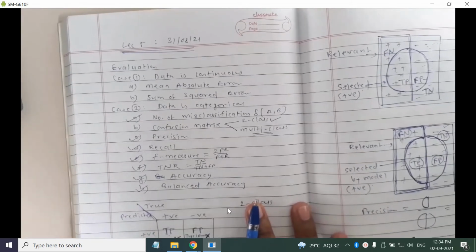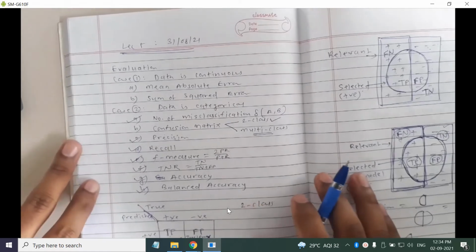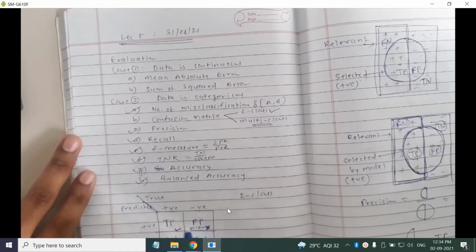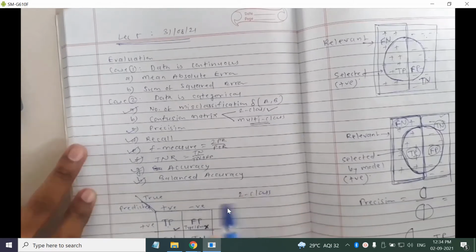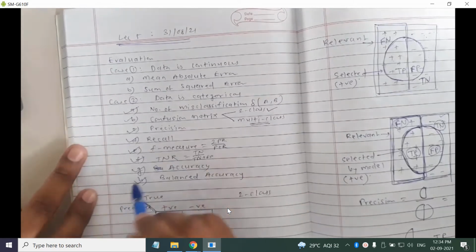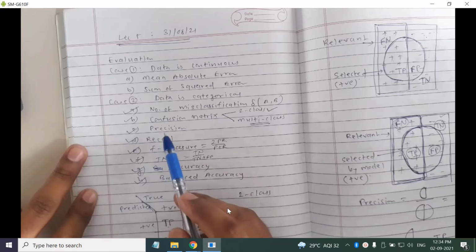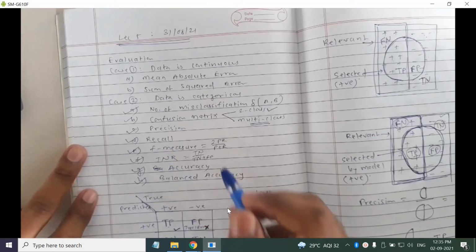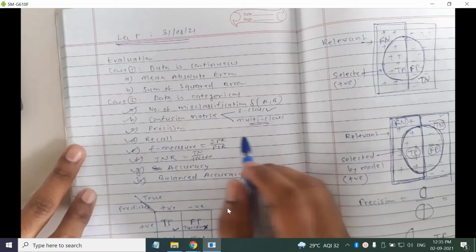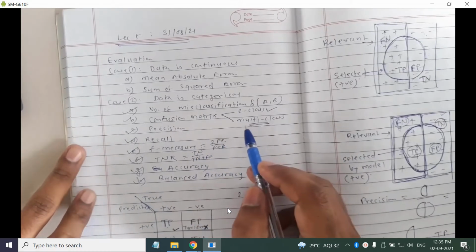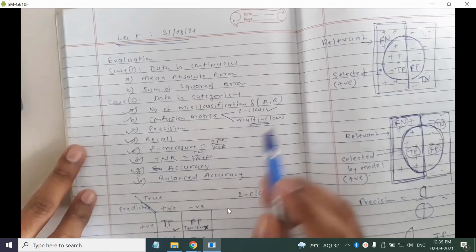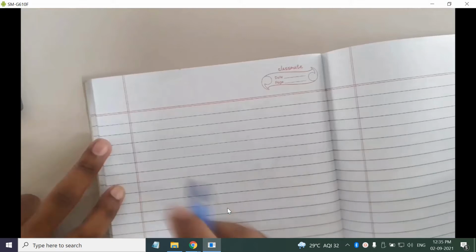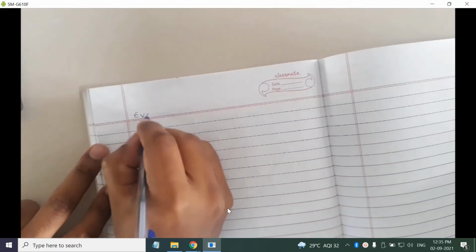So, in the last class, that means in the lab session, we have seen the implementation of this evaluation matrix. We have seen how to create a confusion matrix, then how to calculate precision, recall, accuracy score, and F measure also. One thing which is remaining under this topic is the confusion matrix for multi-class. So, let us cover that. Currently we are studying the evaluation topic.